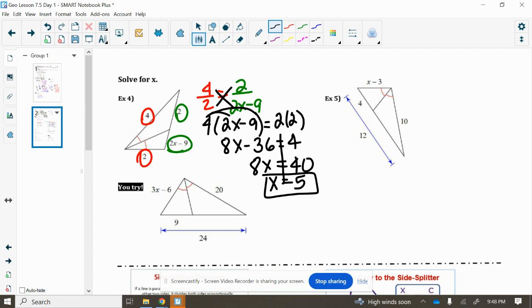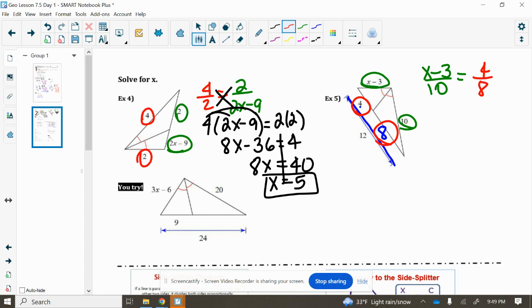Similar to some of the examples on the first page, again, we're given this whole side length is 12. Part of it is 4, which means this remaining piece here is 8. And now we can set this up, side to side equals the base piece to the base piece. So we have x minus 3 to 10 equals 4 over 8.